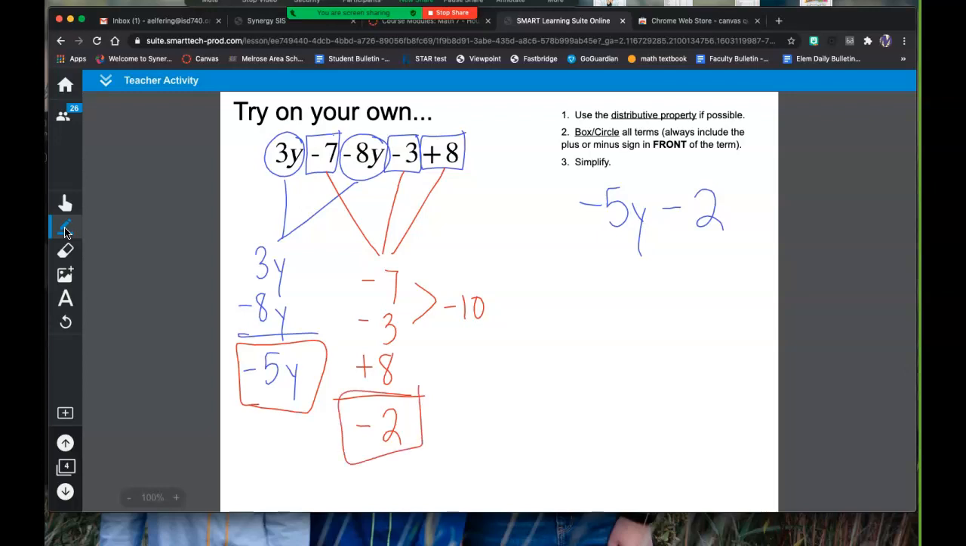Is that the order it has to be? Yep, it can be in any order. It could be negative 2 minus 5y. Either one. Yes, go ahead. Okay, yeah, you could have it flipped. You could write it this way: negative 2 minus 5y. That would be okay. Same thing. Okay? All right, let's look at another one.